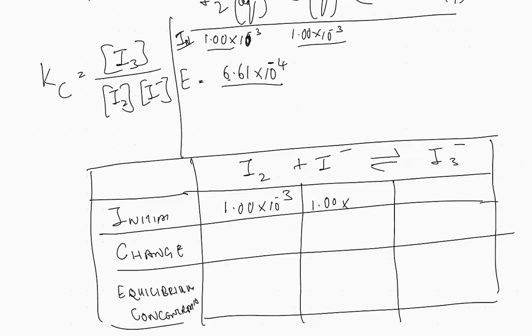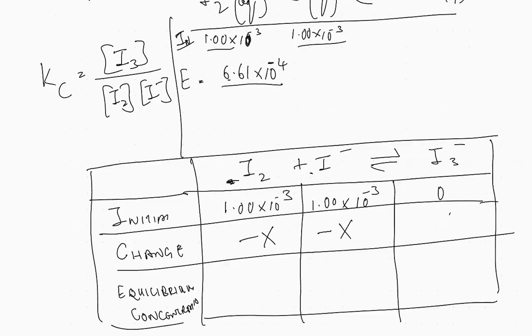Initially this is 0. Now consider the change. It takes away X amount. Look at the stoichiometric ratio, 1 to 1. So it will take away minus X amount, taken as a concentration. Minus X amount from iodine, because minus is taking away. The same thing from iodide, and because it is 1 to 1, it will give X amount here. We don't know that X amount.